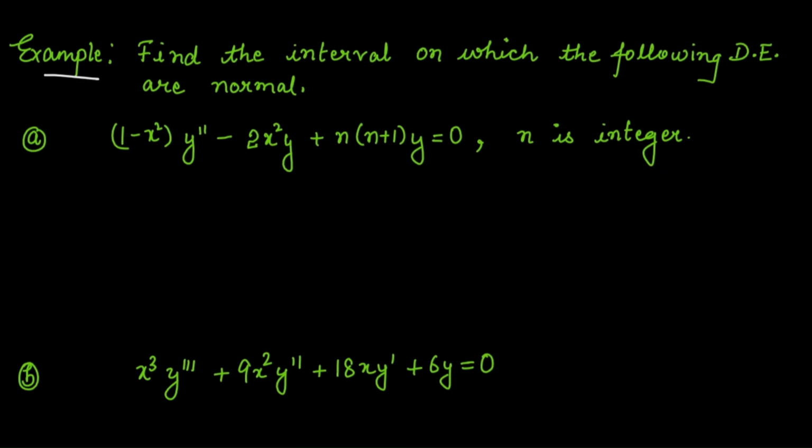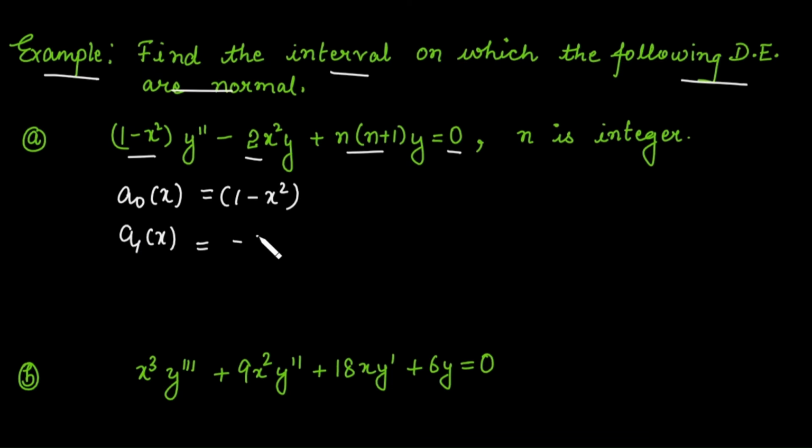Now we are moving towards the example. We will find the interval on which the following differential equations are normal. So we have two conditions. We need to check whether each and every coefficient is continuous as well as the leading coefficient is not equal to 0. So in this case, let's write a naught of x. The starting coefficient is 1 minus x square, a1 of x is equal to minus 2x square, a2 of x is the next coefficient, that is n into n plus 1.